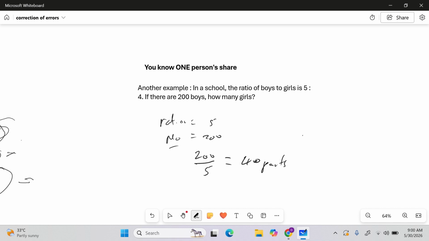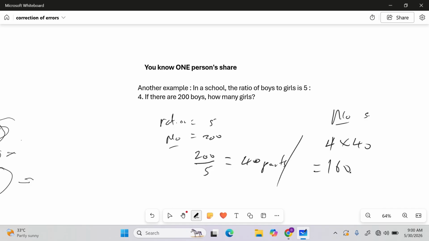So with the same approach, it means that girls will take 40, 4 times, and boys will take 40, 5 times. So we are looking for the girls. Because here is 40 and I have 4 here, I will write 40 plus 40 plus 40 plus 40, 4 times. Or simply, the number of girls is going to be 4 times 40. So this 4 times the one part here, that is 40. Then I'm going to get 160 girls in the school.